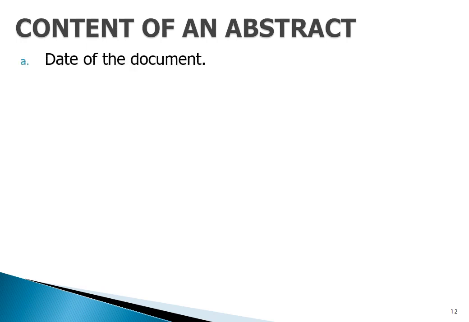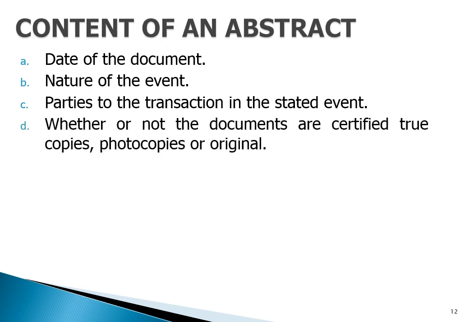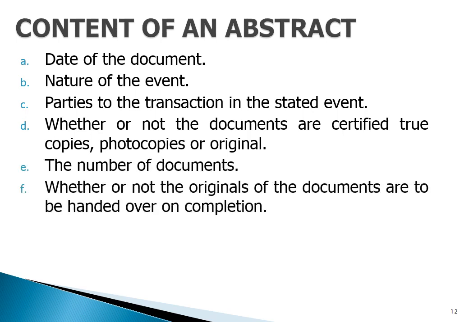Content of an abstract. A. Date of the document. B. Nature of the event. C. Parties to the transaction in the stated event. D. Whether or not the documents are certified true copies, photocopies, or originals. E. The number of documents. F. Whether or not the originals of the document are to be handed over on completion.